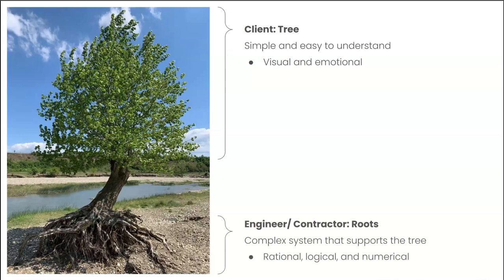The roots represent the engineers and contractors. They deal with the complex systems that support the entire project, focusing on rational, logical, and numerical data, ensuring the building is structurally sound and efficient. And lastly, the trunk represents the architect. We bridge the communication gap, translating between the client's vision and the technical realities, meeting project requirements while fulfilling the client's vision. As architects and designers, our job is to tell stories that are grounded in the complex information we receive from engineers and contractors, but also tailored to each audience member so that they can make informed decisions.